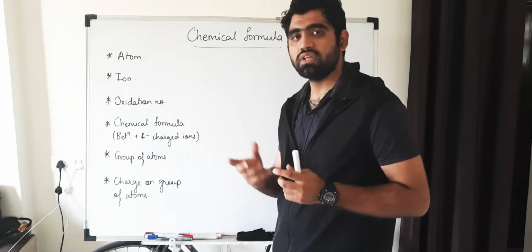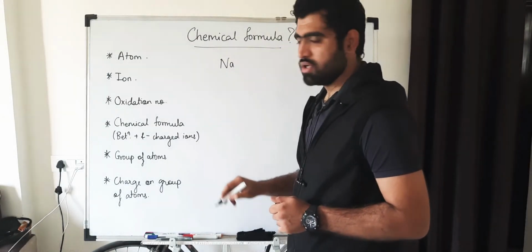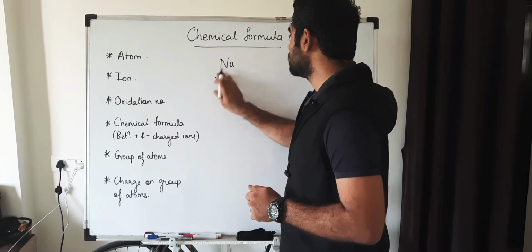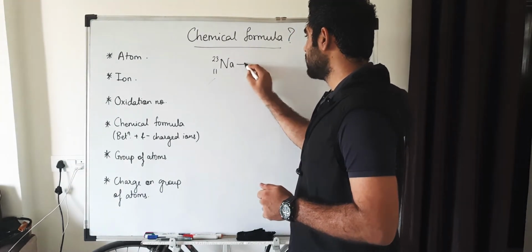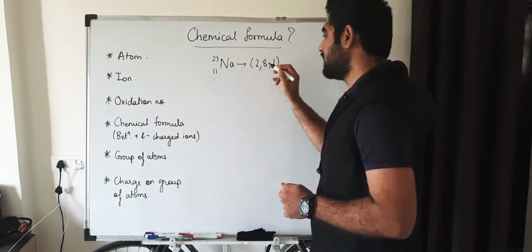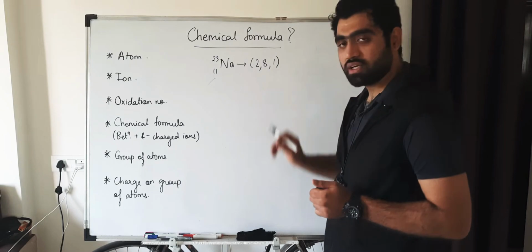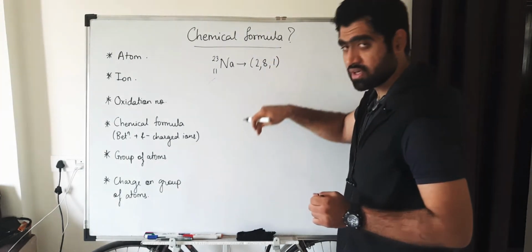At the same time, what is ion then? For example, let's consider sodium as an atom. Sodium has atomic number 11 and atomic mass 23. According to it, the electronic configuration of sodium comes to be 2, 8, 1. It means the outermost shell of sodium has 1 electron. For gaining stability, it requires to donate 1 electron or accept 7 electrons.